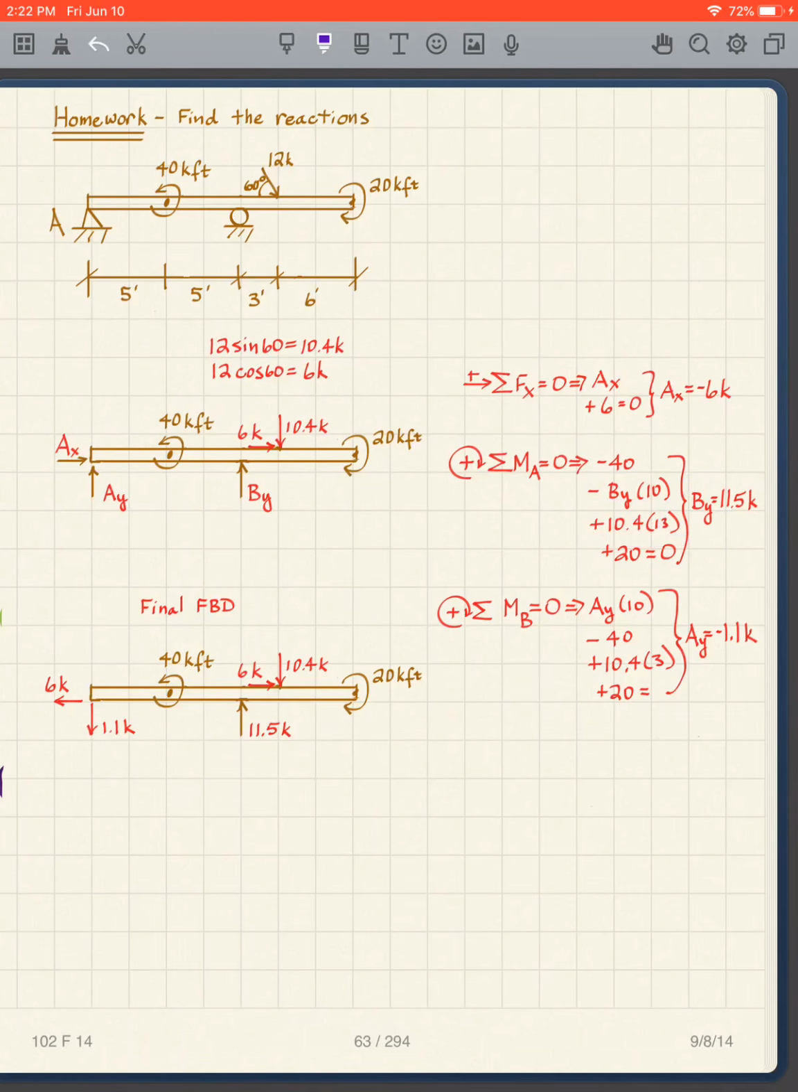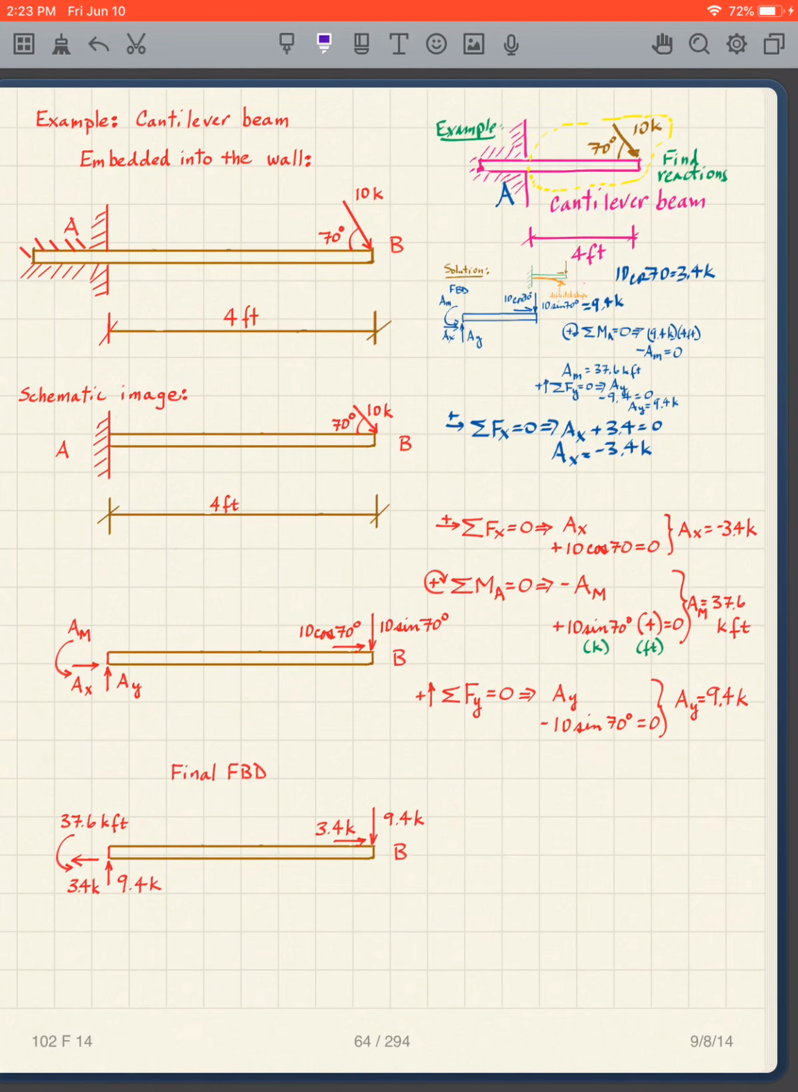I take moments about B, and I'm going to have Ay times 10, positive because it's clockwise. I'm going to have negative 40 because it's counterclockwise. I'll have 10.4 times 3, positive because it's clockwise. And then I'm going to have positive 20 because it is also clockwise. I get Ay is negative 1.1 kips. And there's my final free body diagram.